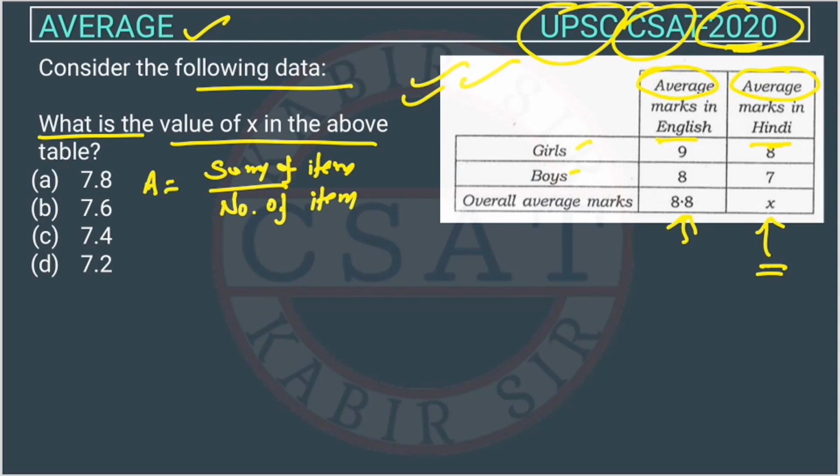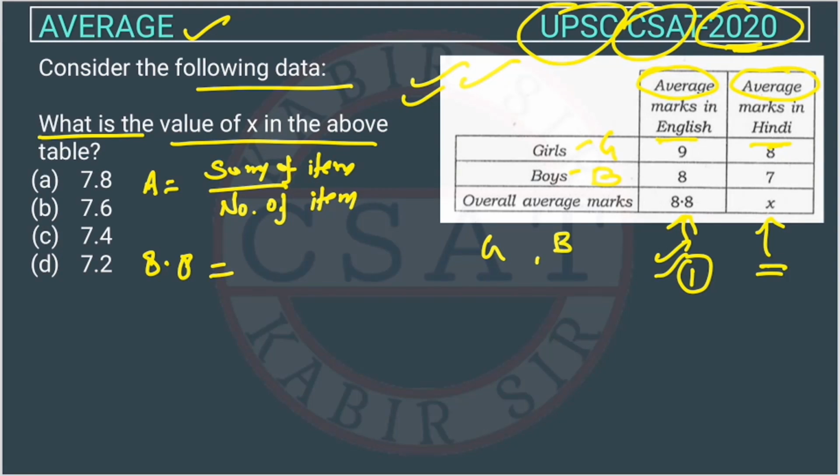So what is given in the first case? 8.8 is given. They have not given the number of girls and boys, and this is the average marks. So we are assuming that the number of girls is G and the number of boys is B.